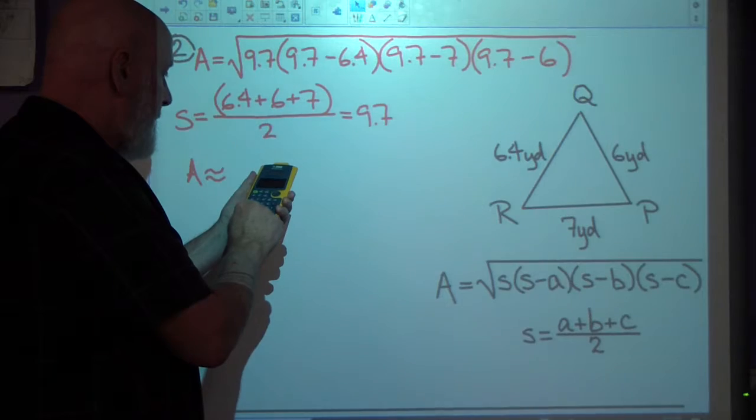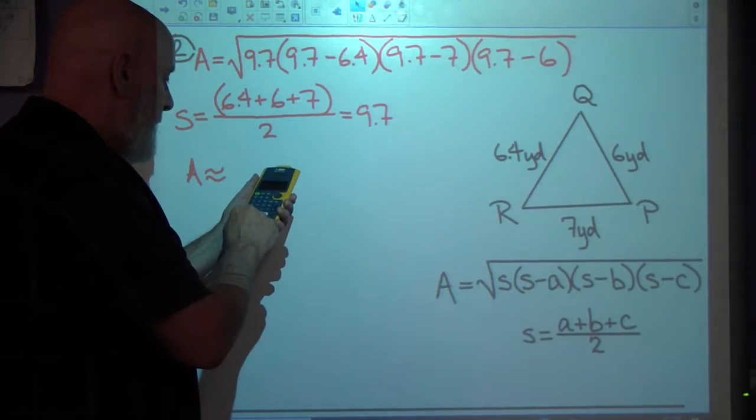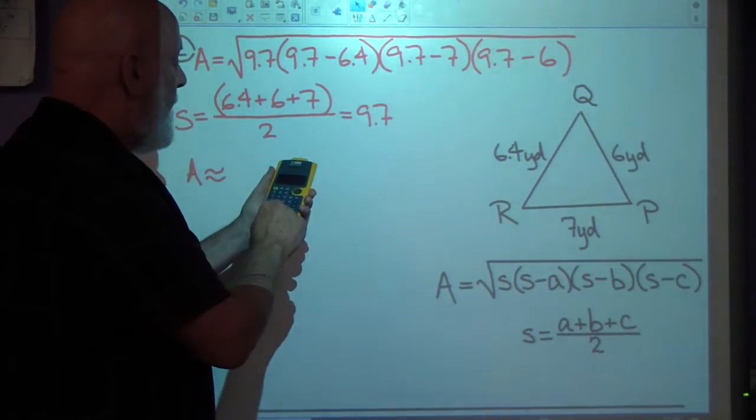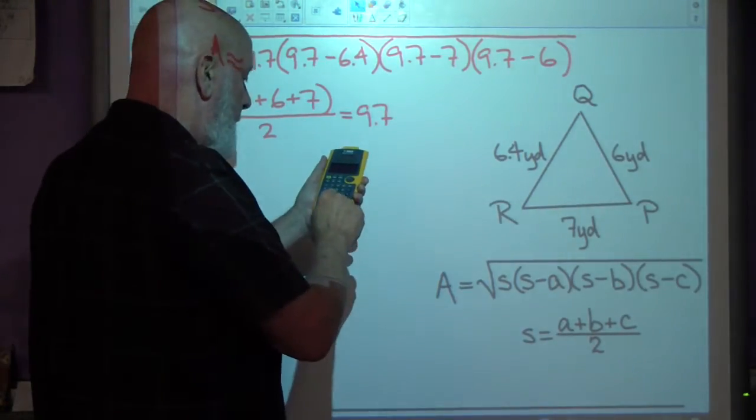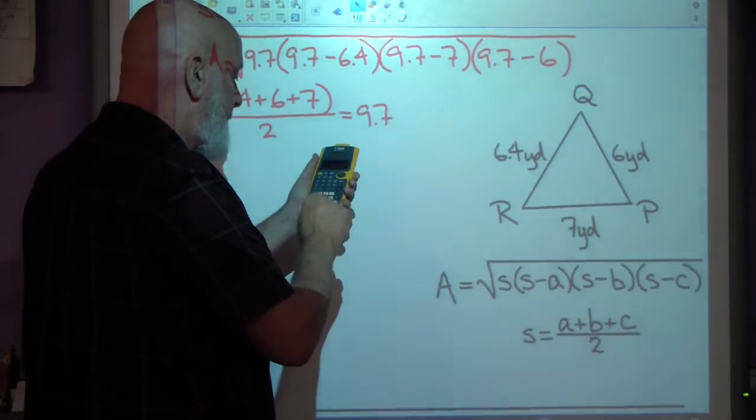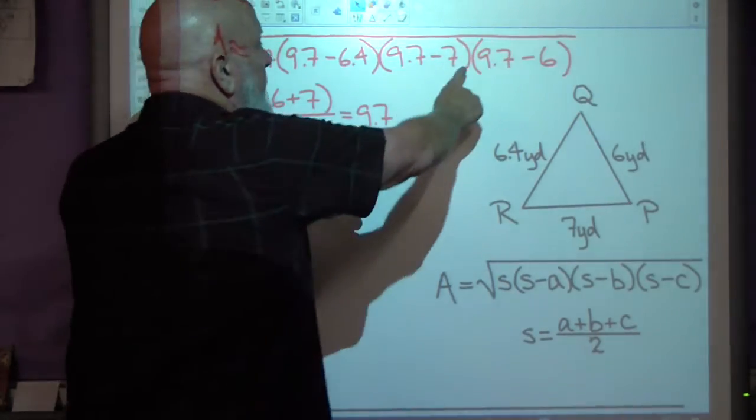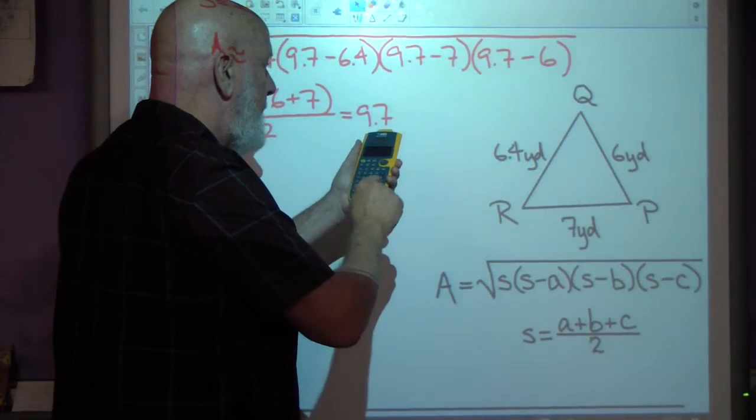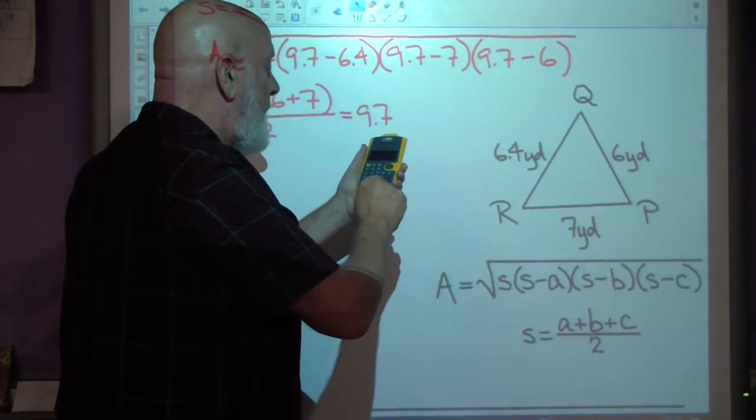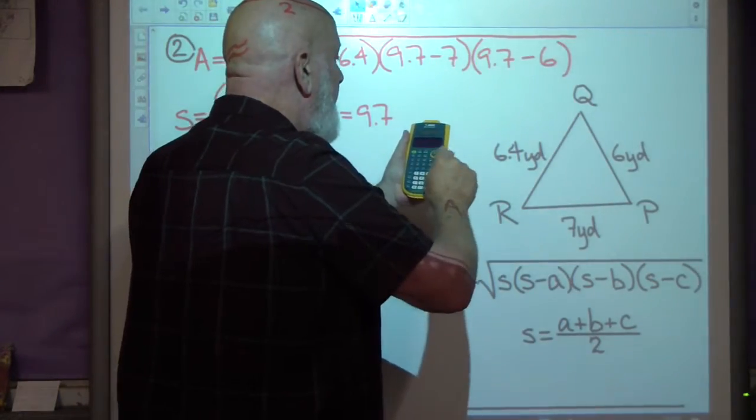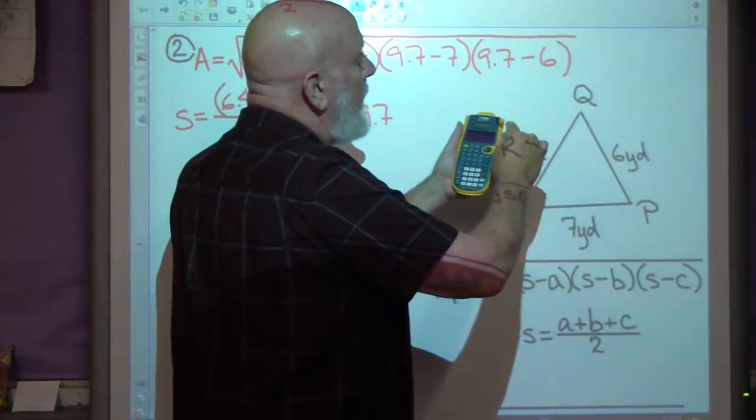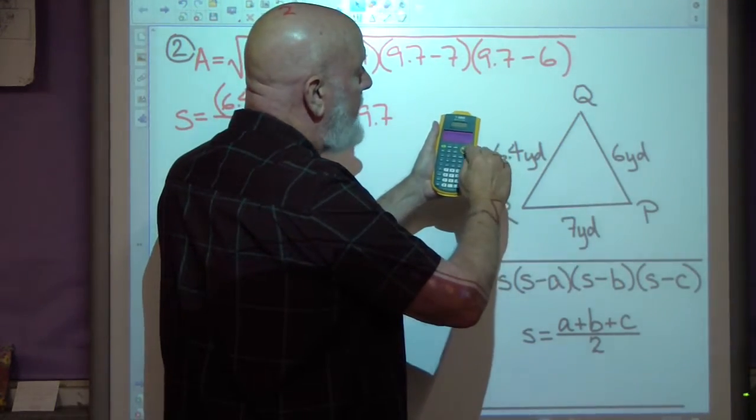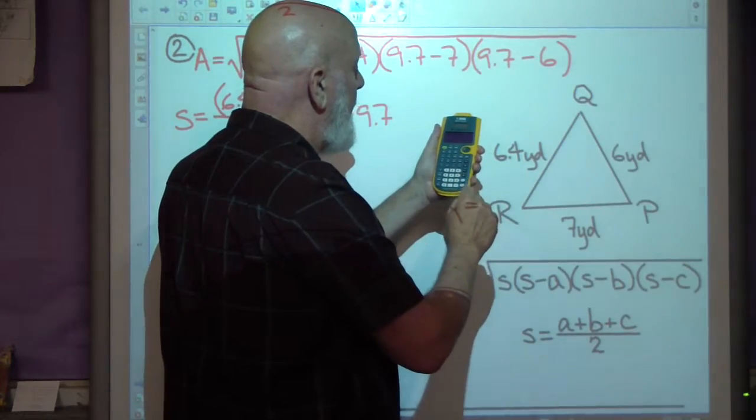9.7, open parentheses. 9.7 minus 6.4, close parentheses. Open parentheses. 9.7 minus 7, close parentheses. Open parentheses. 9.7 minus 6, close parentheses. My blinking cursor is still under the radical, so I'm going to hit this, come out from under the radical, hit that little right button, and then hit enter and hope for the best.